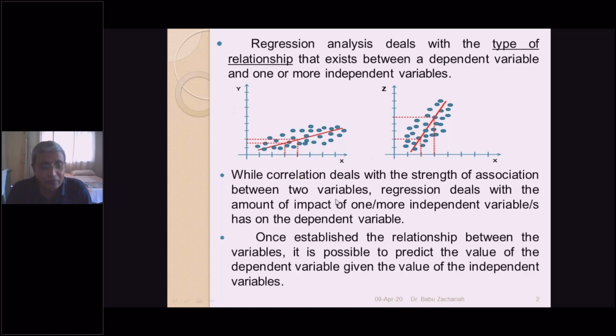Establish a relationship. It is possible to predict the value of the dependent variable given the value of the independent variable. Say, for example, here, this line establishes the relationship, and for x is equal to 3, what is the value of z? We can come here, I get this one. What is the value? 1, 2, 3, 4, 5. So the value of z is 5. So for given x, we can predict the value of z.